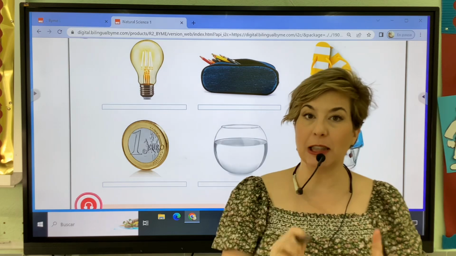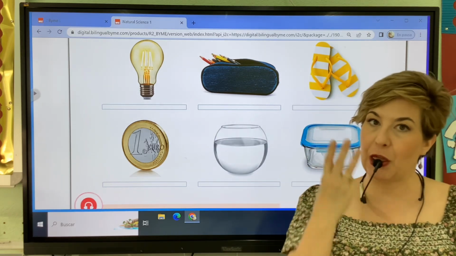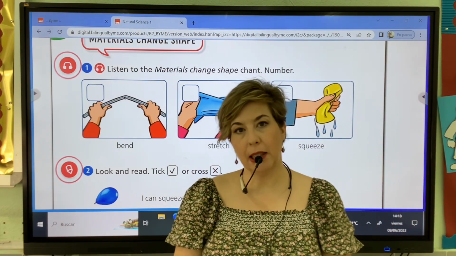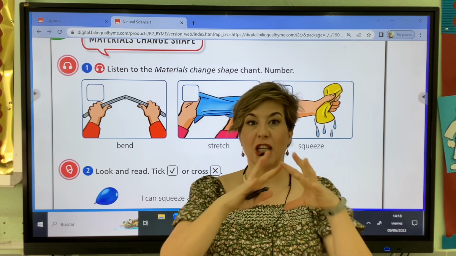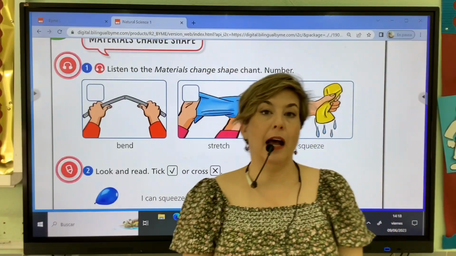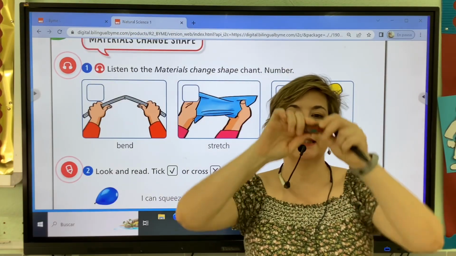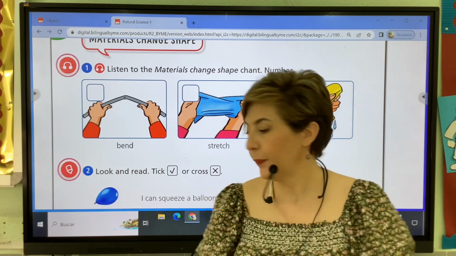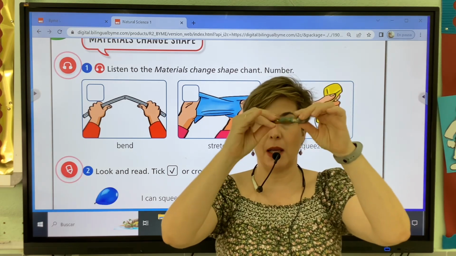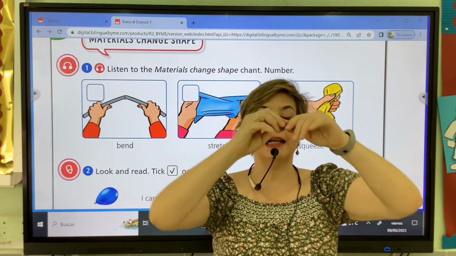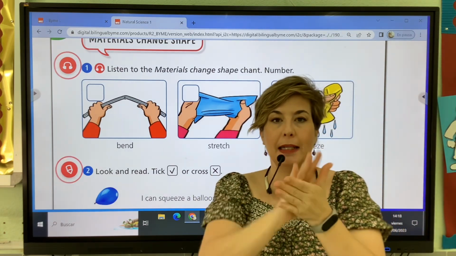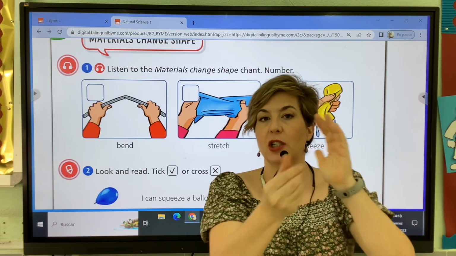Let's go to the next part of the unit, part 3. Materials have different properties, but materials can also change shape. What is to change shape? If I have plasticine, for example, this plasticine that you love, you can change its shape, okay? You can make a tube, for example, you can make a bowl if you want with your hands. This is to change shape.